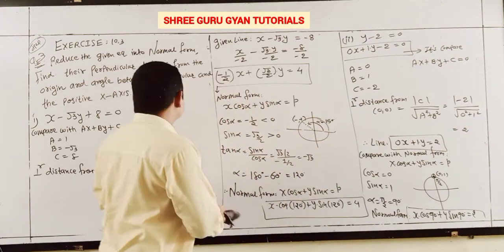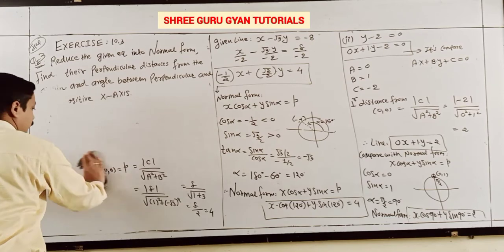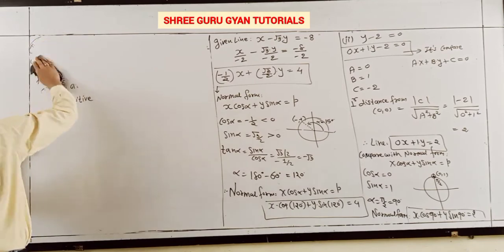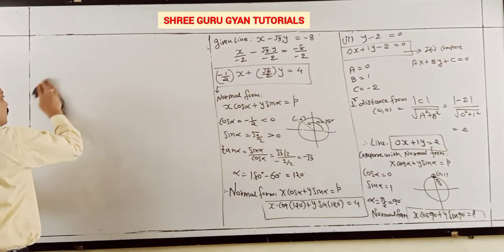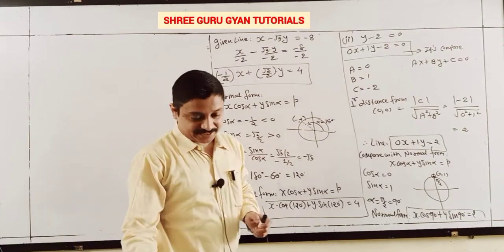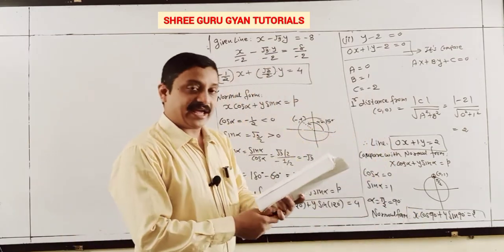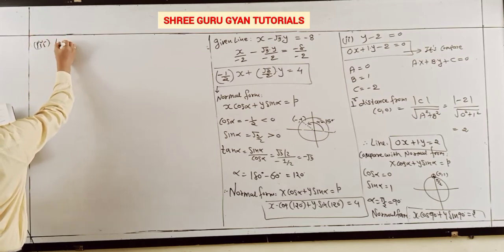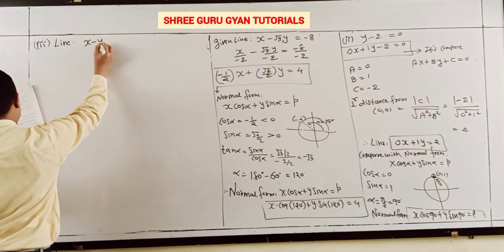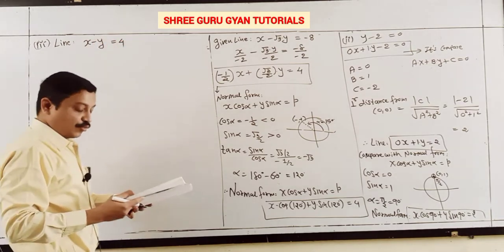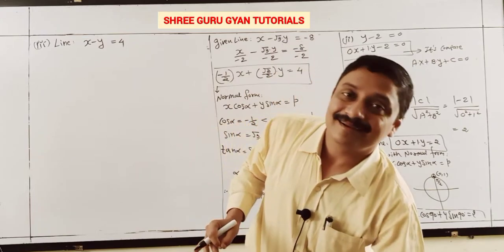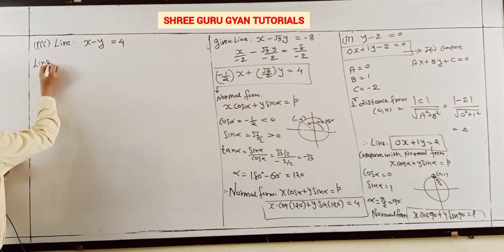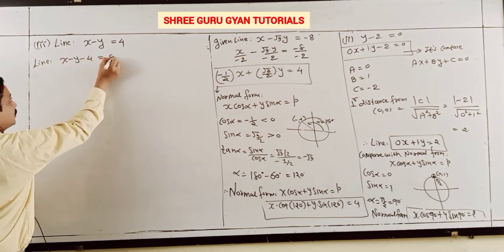Now I'm moving ahead, same as the third question. The heading is the same: define the equation in normal form. Yes, third, same parallel, I'm moving ahead, x minus y. The line is given, x minus y is equal to 4. First of all, I compare with the general form. Yes, line x minus y minus 4 is equal to 0.